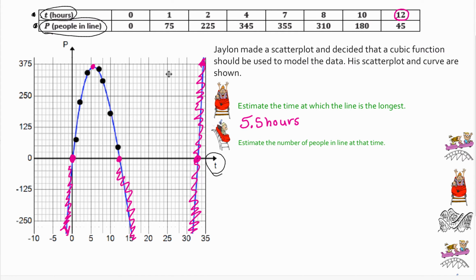So at that 5.5 hours, if I were to come to that park 5.5 hours after it opened, how many people would be waiting in line for this roller coaster? Well, I look at the Y value, and the Y value looks to be almost at 375. So I'm going to say approximately 370 people, because it's just below 375. Now I could figure it out by counting and getting a little more specific, but it's an estimate, so about 370 people.